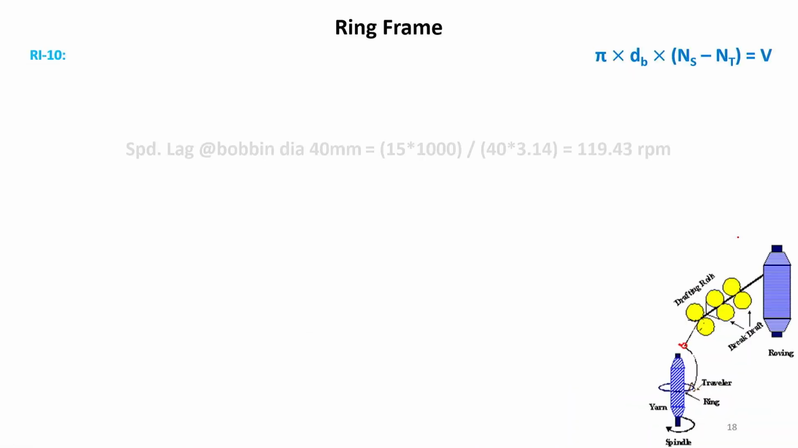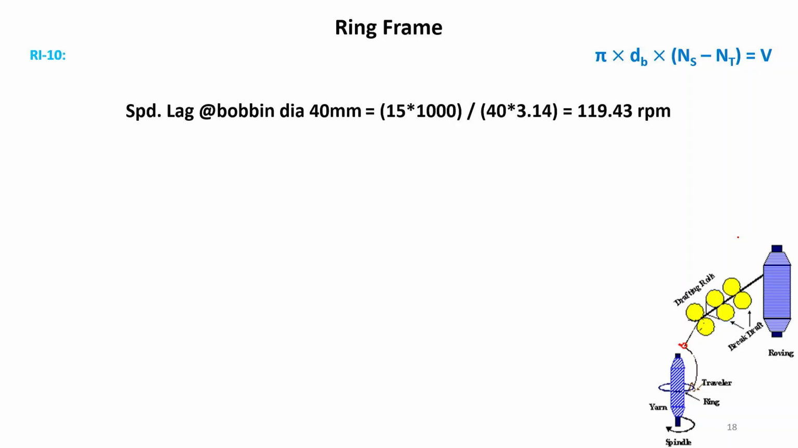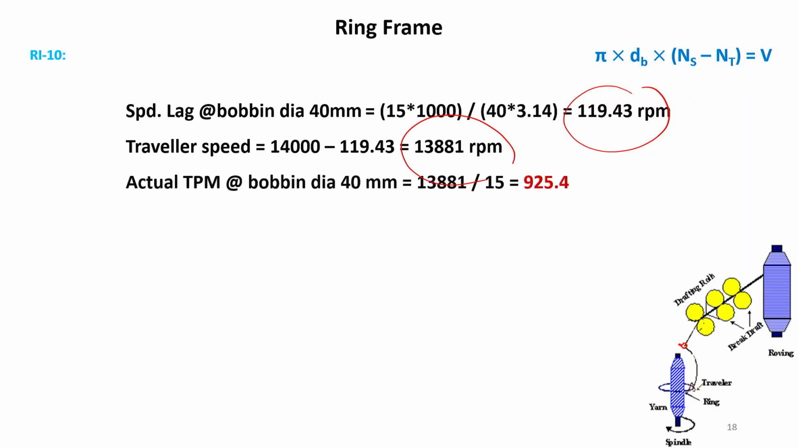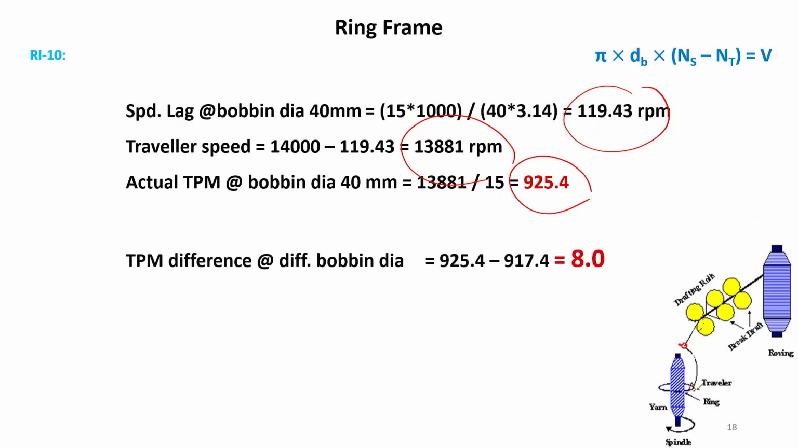twist per meter. Similarly, for 40 millimeter diameter we can get the spinning lag as 119.43 rpm. So, traveler speed will be 13,881 rpm, and actual twist per meter will be 925.4. So, the difference in twist per meter is 8. So, that is the answer.